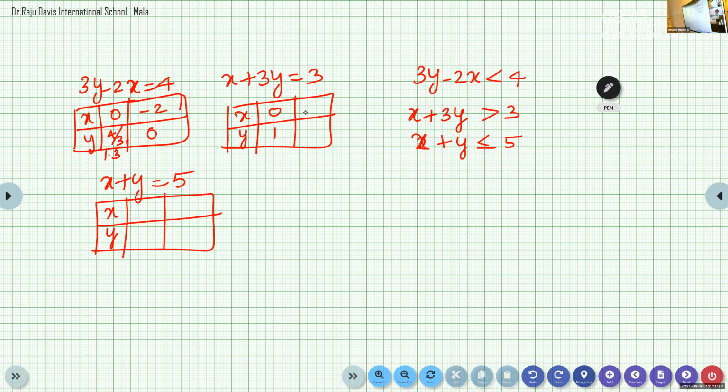And what about the next one? X plus y less than or equal to 5. So when x is 0, y is 5.